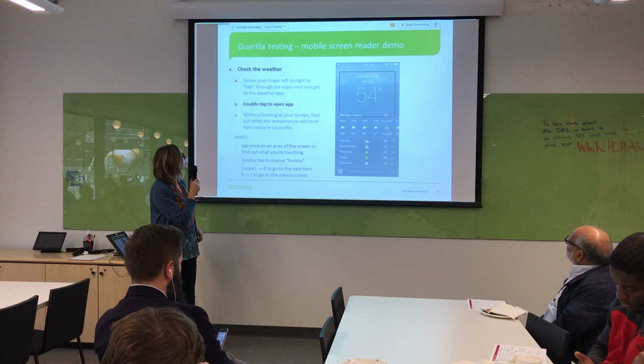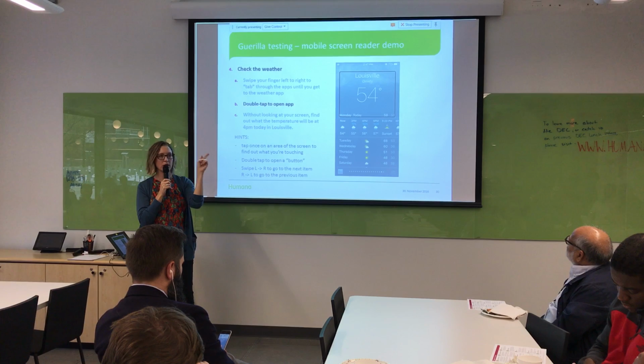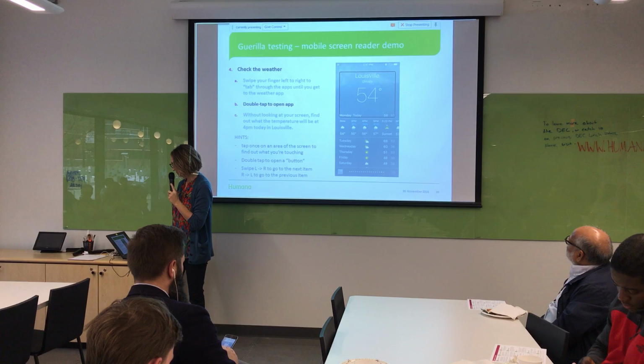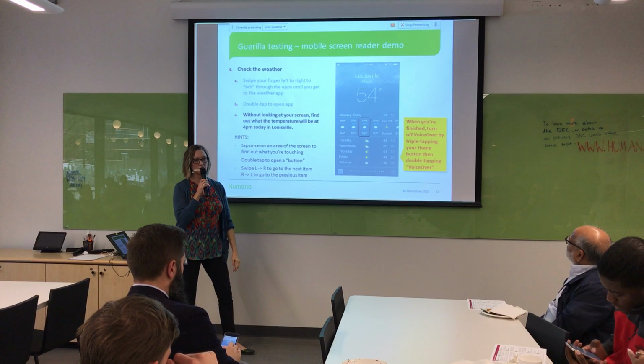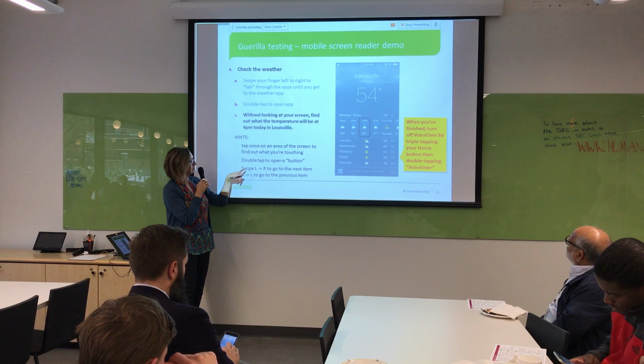So let's see if we can open up the weather app. Swipe left to right with your finger to get to the right app. Partly cloudy, 55 degrees. And then swipe again until you get to the time, 4 o'clock, and see, it'll read the temperature out loud and also the weather. And just in general, you can also swipe right to left to go back.